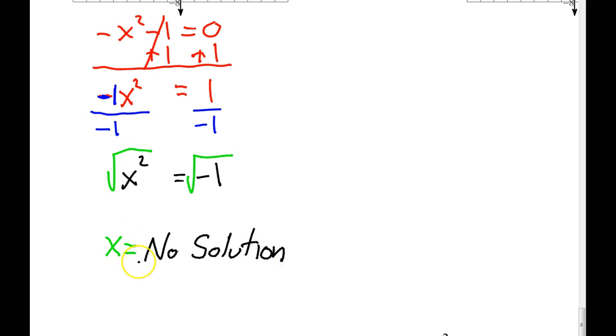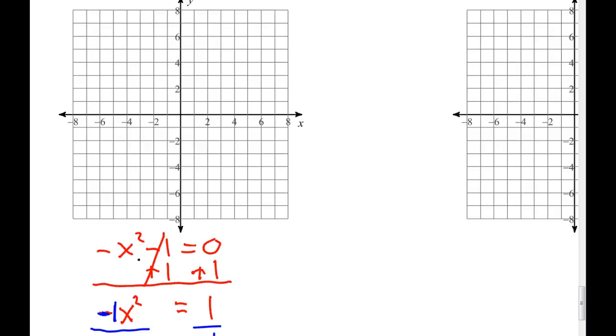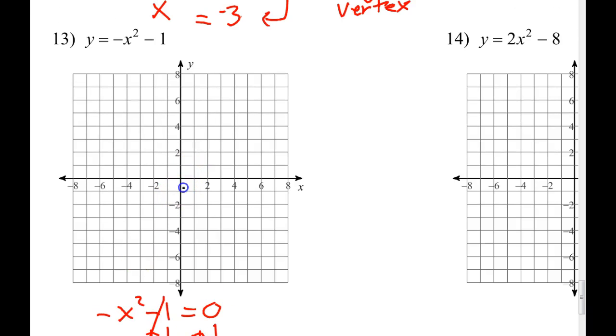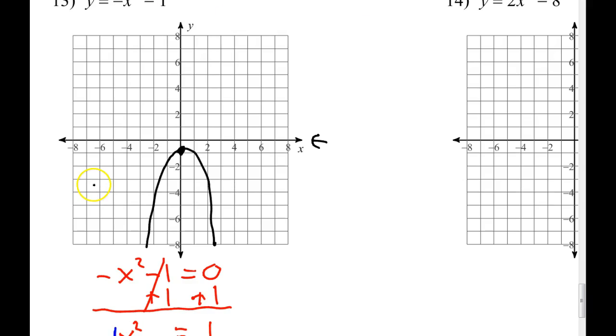No solution. Can you graph it? Of course you can graph it. It just means that there are no x-intercepts. So it looks like this. It does not cross the x-axis. That's why it comes out to a negative square root. There are no x-intercepts. Right? And we'll pick up on that on Thursday. Okay, tomorrow will just be review of yesterday and today combined together.